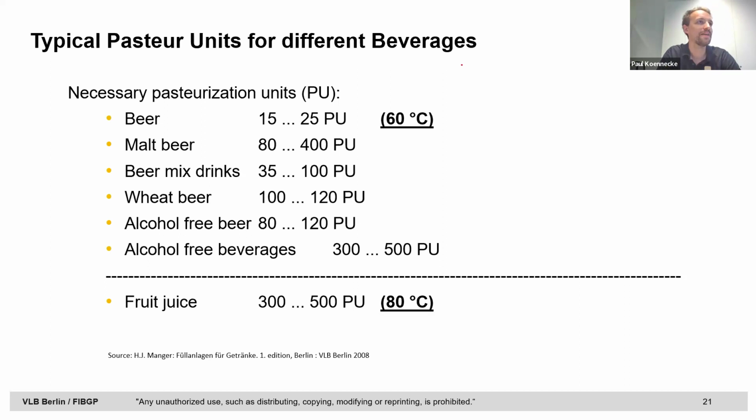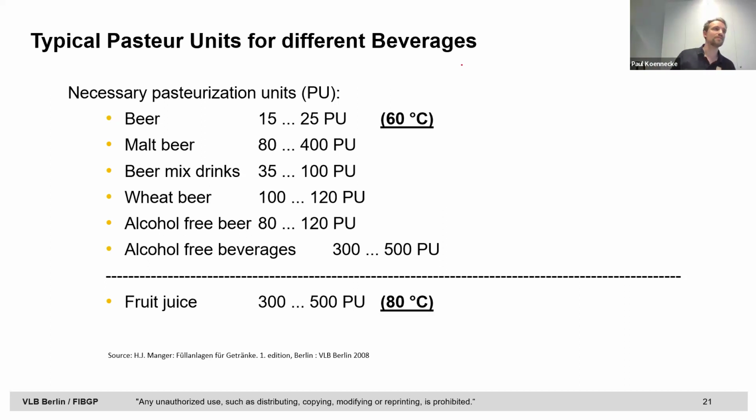And when you look at fruit juice, we already have those 80 degrees, and we still have to have this big amount of pasteurization units for really being safe. So this is something you really have to know if you're also producing juice sometimes. I worked in little craft beer breweries, and we were sometimes just producing apple juice for a day or two. And of course you have to adjust your pasteurizer to that for really being safe. So just keep this in mind.